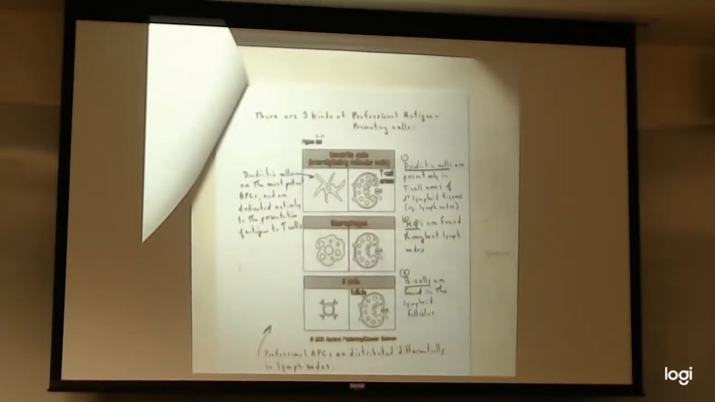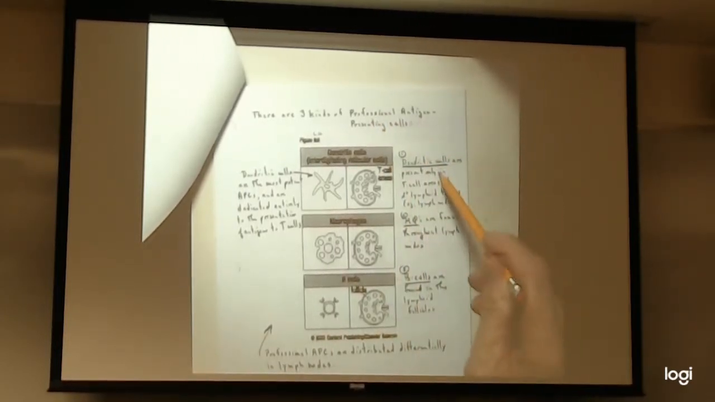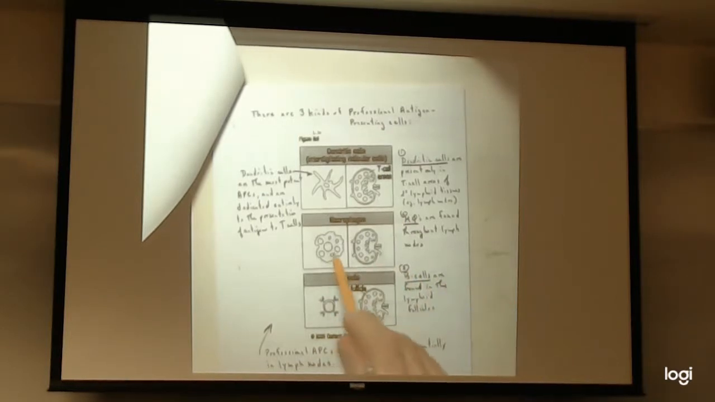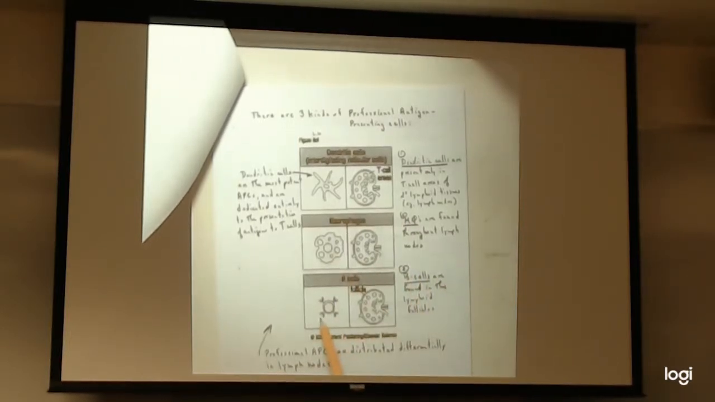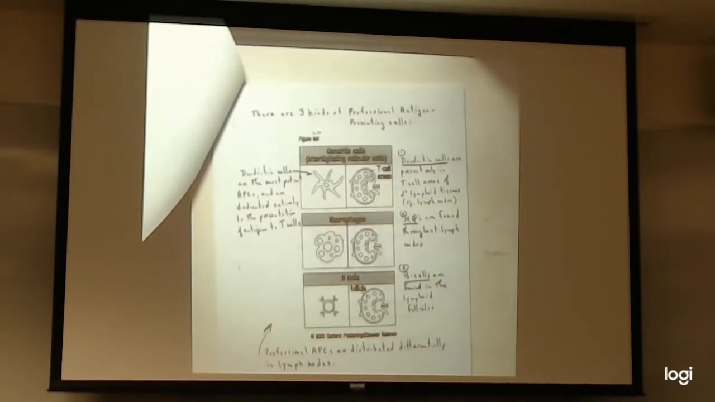Now, you'll know that there are 3 major professional antigen-presenting cells: dendritic cells, macrophages, and B cells themselves. The expression of what kind of molecule on a professional antigen-presenting cell, certainly we have an MHC molecule, of course, but what's the other really important molecule that makes a cell a professional antigen-presenting cell? Anybody remember? B7. Right, B7.